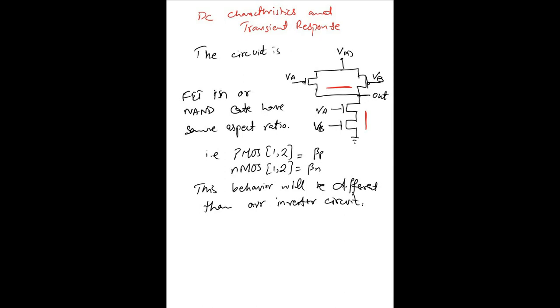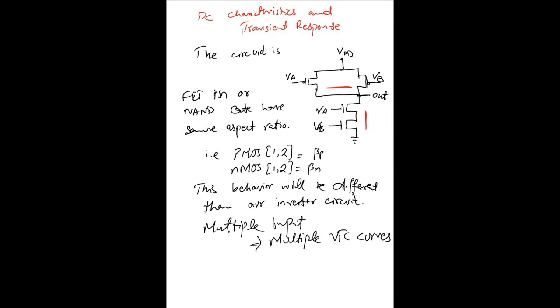So this behavior cannot be the same as what we have been studying for an inverter circuit, because there are different reasons. One reason is that we have multiple inputs. When we have multiple inputs, this means we will have multiple VTC curves. VTC curve means the voltage transfer curves which we have been studying earlier.